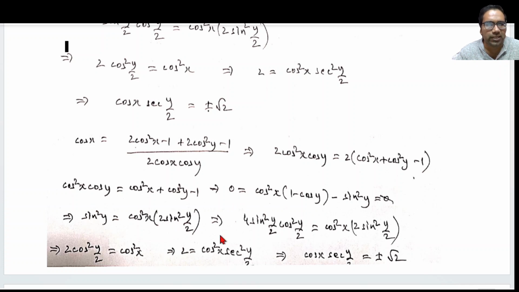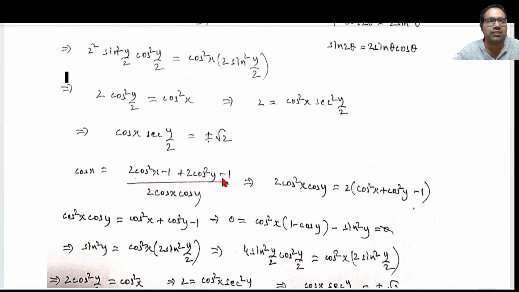That means 2 sine y by 2 cos y by 2 whole square is sine square y. That means 4 sine square y by 2 cos square y by 2 equals cos square x into 2 sine square y by 2. Sine square y by 2 we can cancel, and this 2 we can cancel, and there will be 2 left. That means 2 cos square y by 2 is equal to cos square x. And if we bring this cos square y by 2 to the right side, it becomes secant square y by 2. So that means 2 equals cos square x secant square y by 2. That means cos x secant y by 2 is equal to plus or minus root 2.